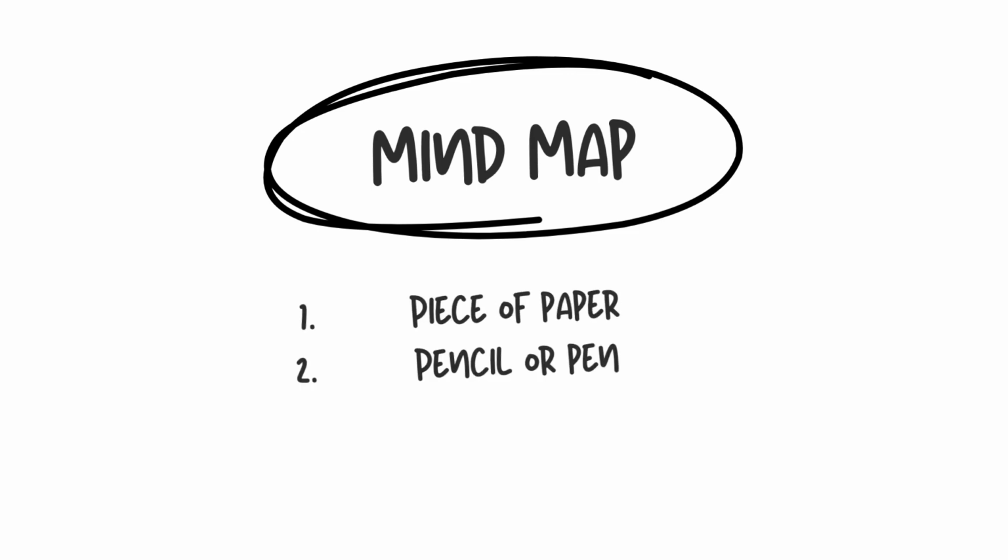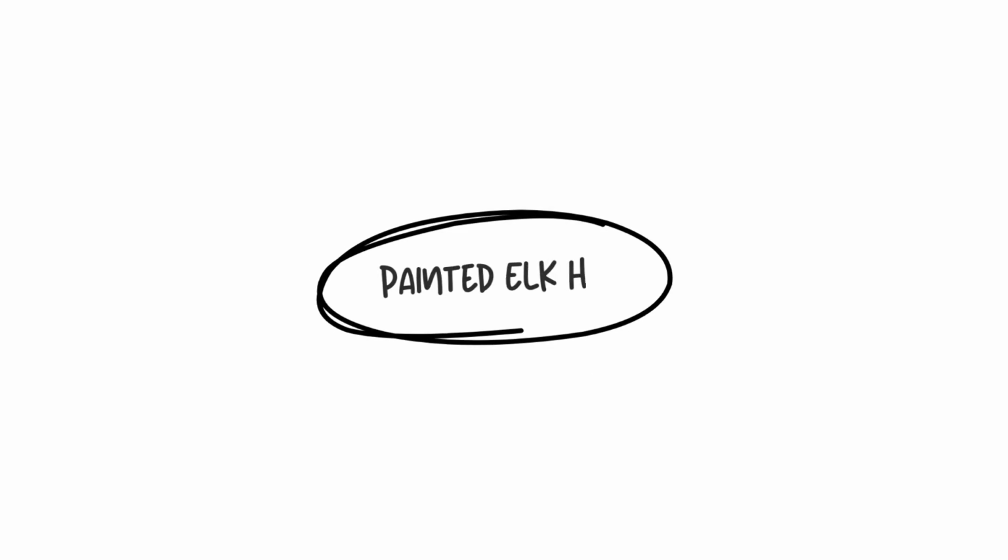Let's create a mind map. The first thing you'll want to do is grab a piece of paper and a pencil or pen. And in the middle of that paper, you're going to draw a circle and write the title of the work that you chose to research for this project. For this example, we're going to use the painted elk hide.